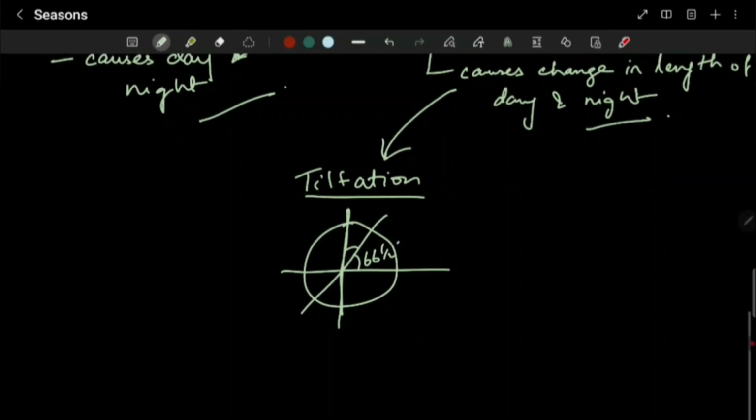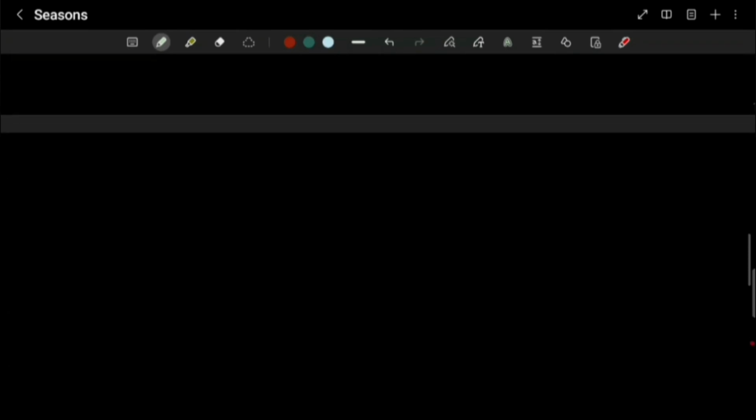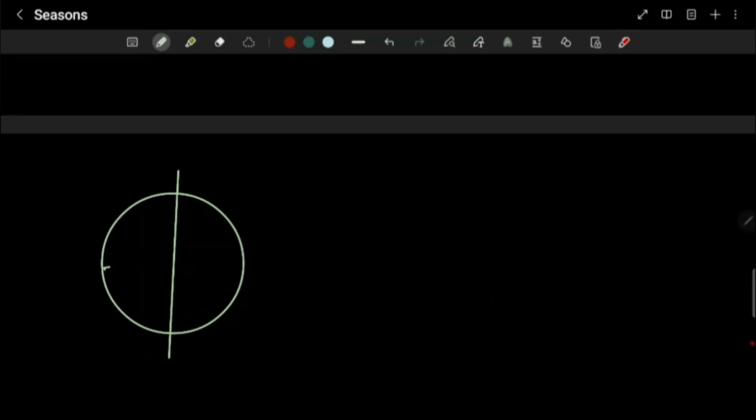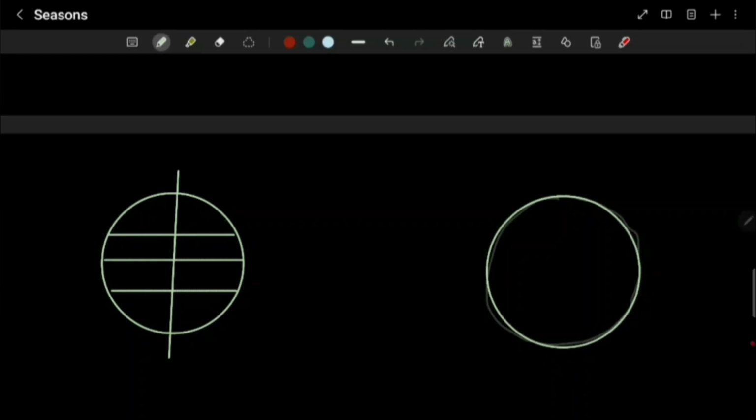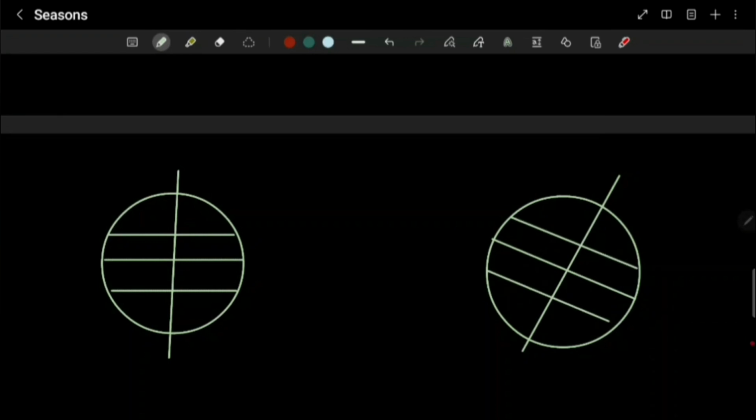Okay, so let us now see how exactly this tiltation of earth affects the amount of sunlight that earth receives. So let's say if the earth was not tilted, if it was straight like this, so this is the equator, Tropic of Cancer, Tropic of Capricorn, and this is the real earth which is tilted, equator, Tropic of Cancer, Tropic of Capricorn. And let's say that this is the sun. Okay, just don't pay attention to the drawing.